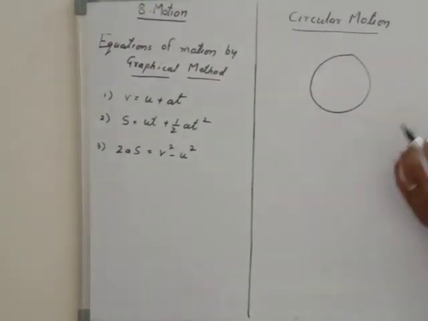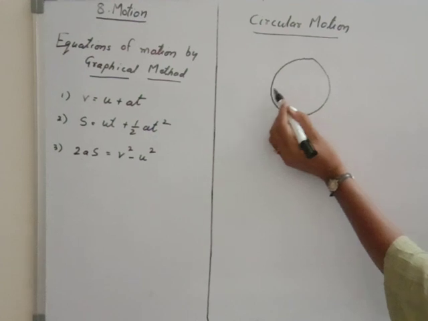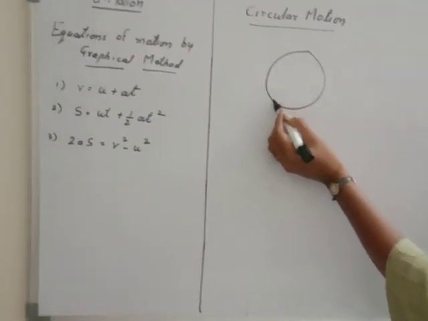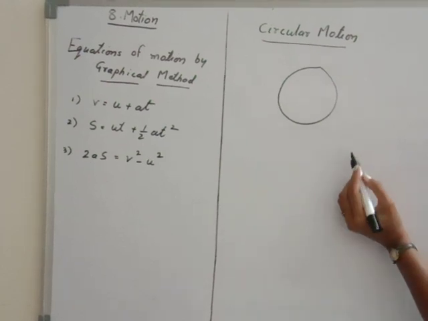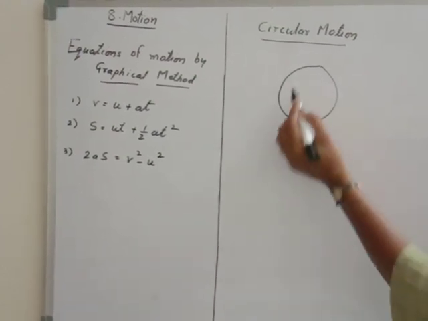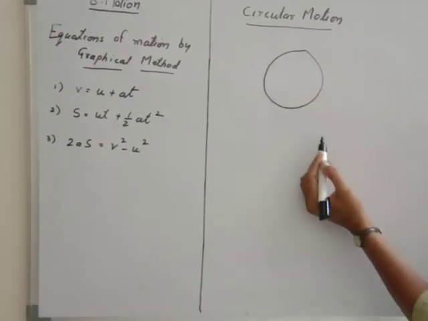Okay, now our next topic is circular motion. This is a very easy topic. Circular motion means that motion in which the object moves in a circular path. Then that motion is called circular motion. Earth revolves around the sun. That is circular motion.